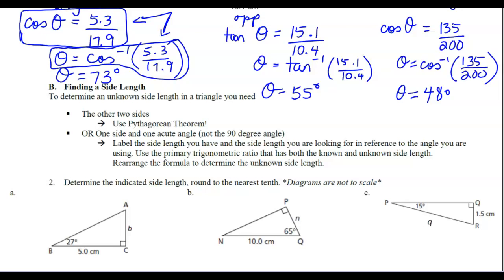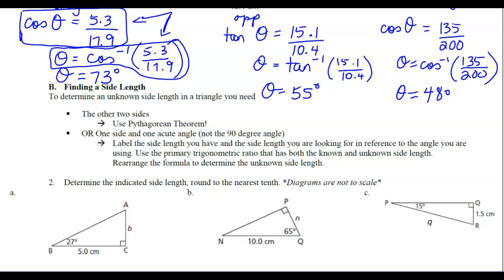So now we're going to find a side length. In the last one, we had two sides in a right triangle, and we could find an angle. Now to find a missing side, if we know two sides, we can just use the Pythagorean theorem, right? That you've been doing for a couple of years. But you might not know two sides. You might only know one side.